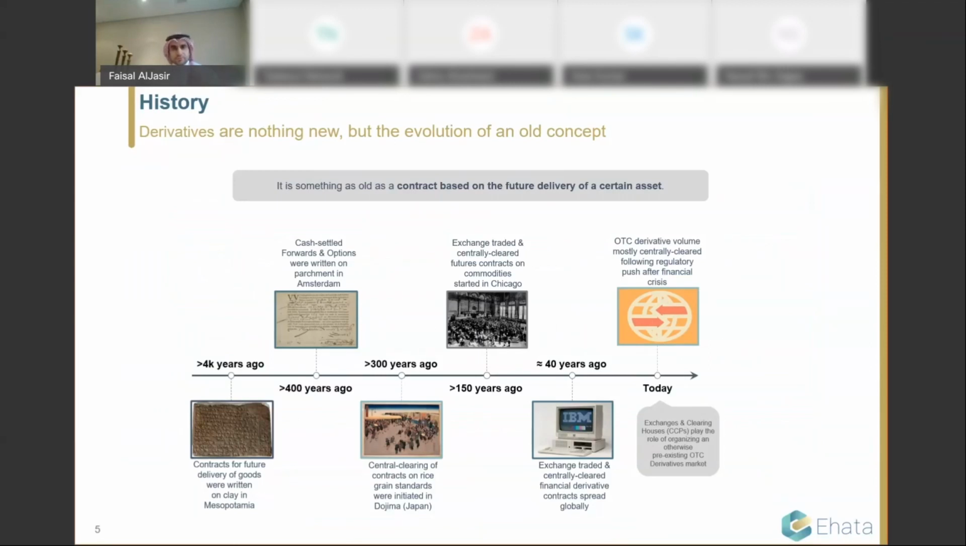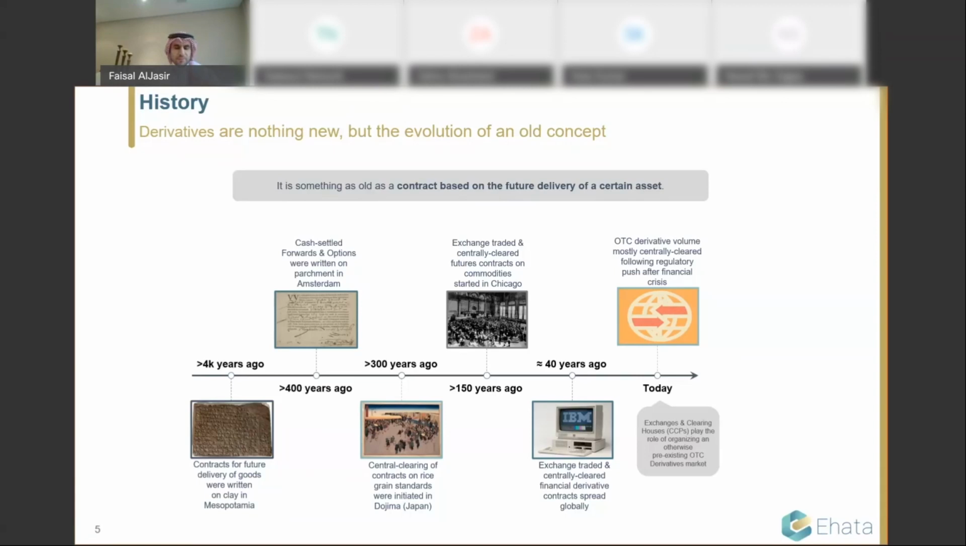Okay, so people might think that this is a new concept, and to the contrary, it is actually a very old concept, from the times when futures contracts were written on clay in Mesopotamia to around 40 years ago, when it started to trade electronically. So we're talking about more than thousands of years ago, where the concept of derivative is there.